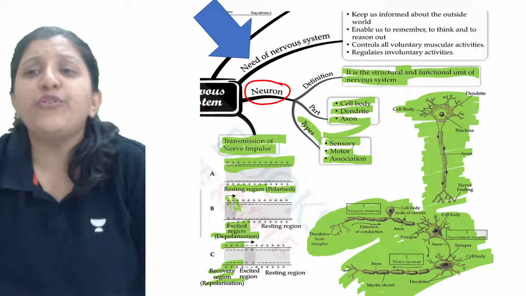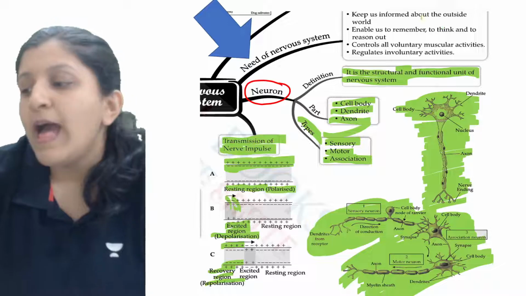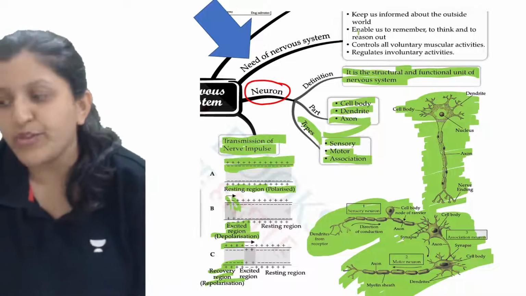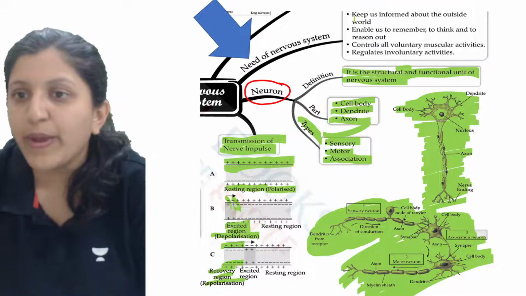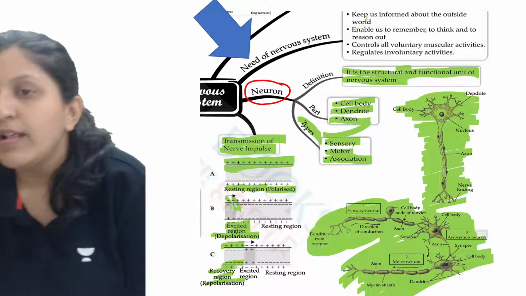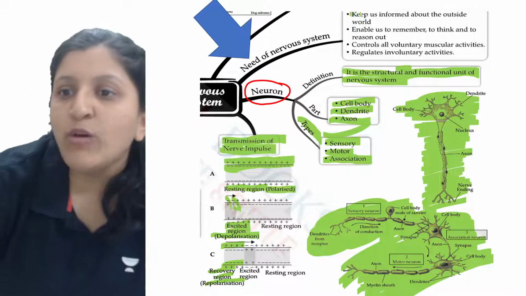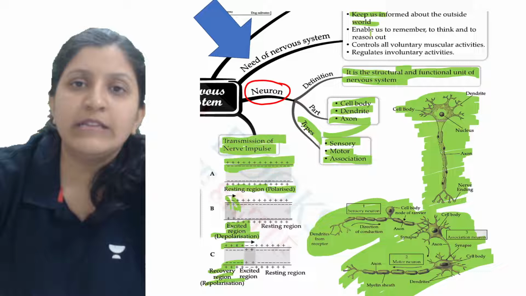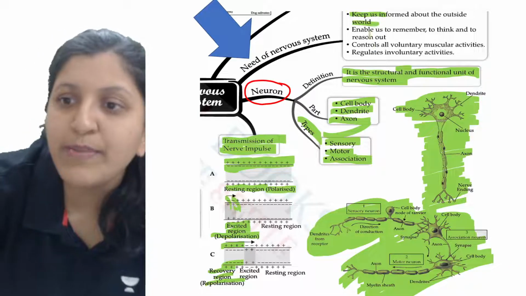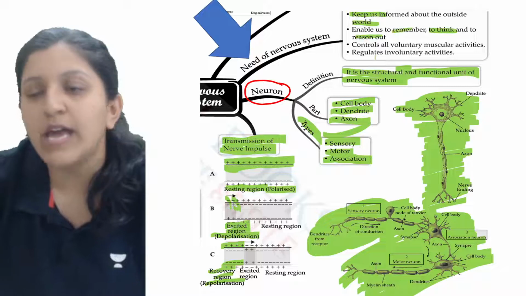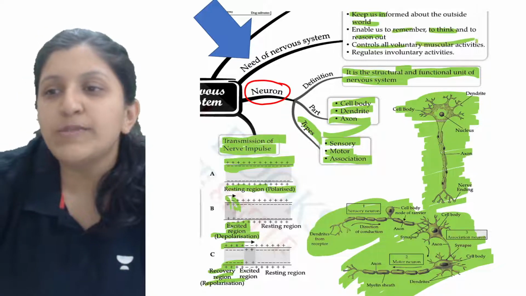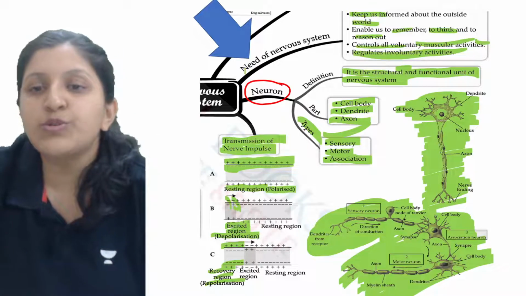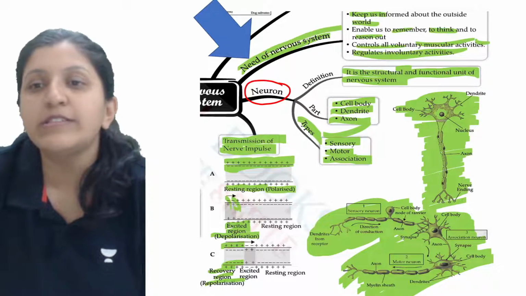So what is the need of the nervous system? It keeps us informed about the outside world, and it carries 16 marks in Section 1. Why exactly is the nervous system needed? So that we are aware of what's happening in our surroundings and within ourselves. It enables us to remember, to think and to reason out. It controls all the voluntary muscular activities and regulates the involuntary activities. All of these are under the control of the nervous system, and that is the reason it is required.